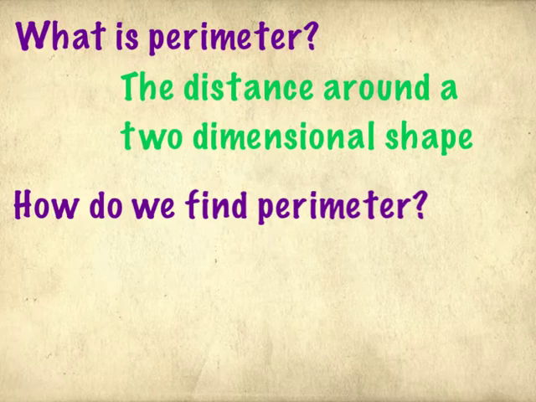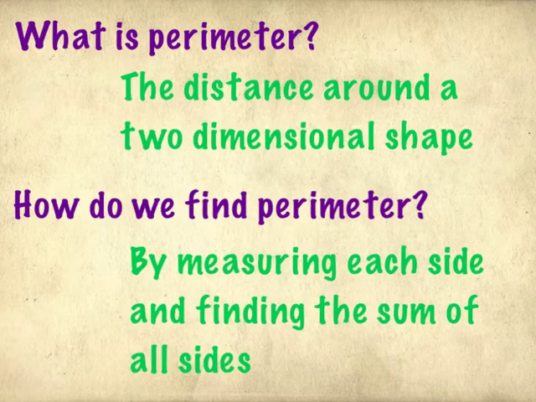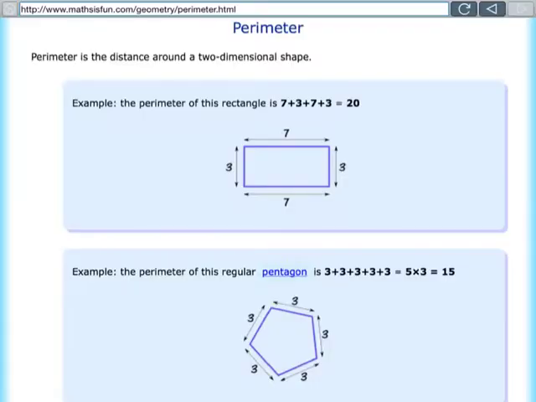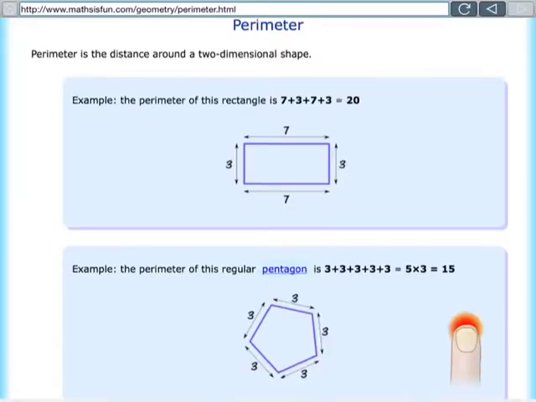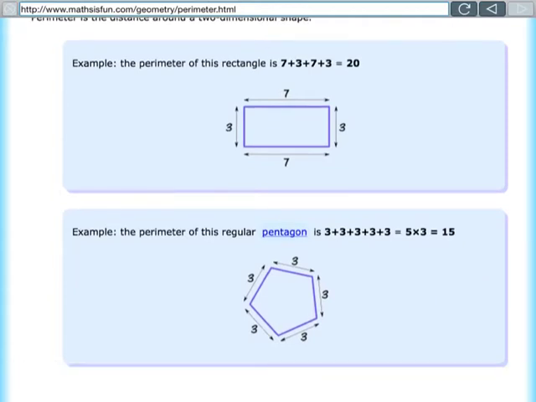And how do we find perimeter? We measure each side and we find the sum of all sides. So perimeter is the distance around a two-dimensional shape. So for example, the perimeter of this rectangle would be 7 plus 7 plus 3 plus 3 is 20. You have to add up all the sides.